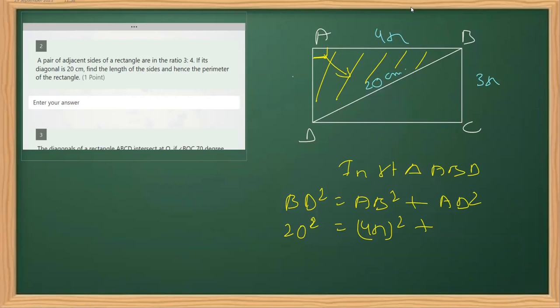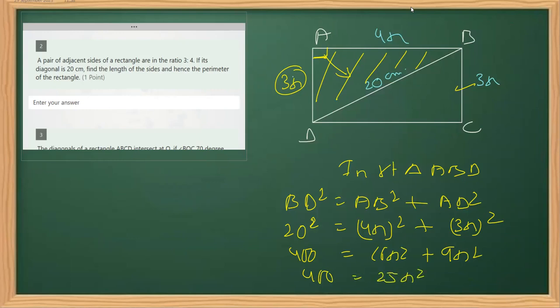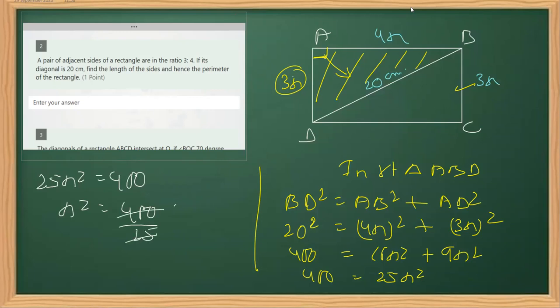And AD, since opposite sides of a rectangle are equal, I can write this as 3x also, that is AD and BC. So replacing AD with 3x, we get (3x) square. This comes out to be 400, which is 16x square plus 9x square. That means 400 is equal to 25x square. For further calculation, we can write 25x square as 400, which implies x square is equal to 400 divided by 25. On reducing, we are getting 16. That means x is equal to 4 here.